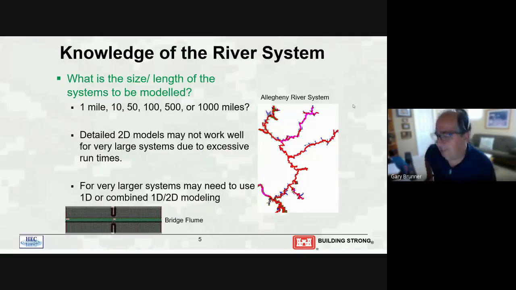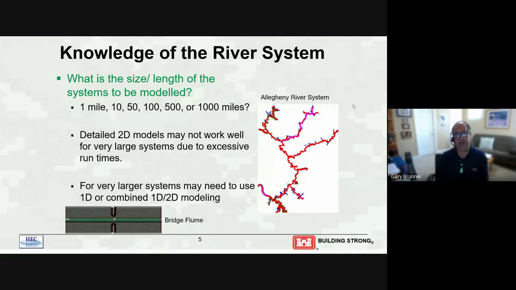Now, there are a lot of things you need to understand before deciding whether I'm going to use a 1D set of equations or 2D. And that's what we're going to talk about at first. Okay, so right off the bat, how big is the system that I'm going to model? Is it less than a mile? Is it 10 miles, 50, 100, 500, 1,000?